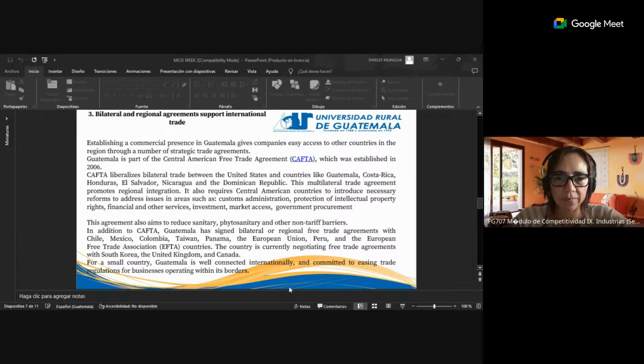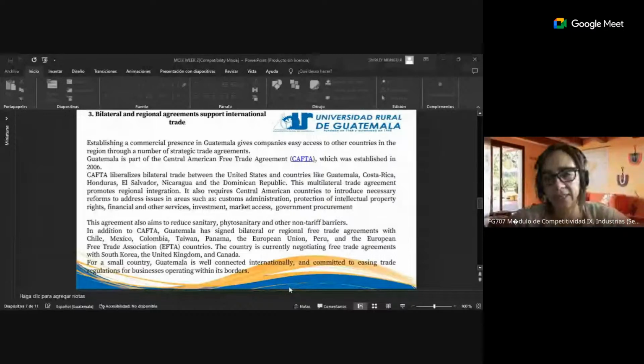It also requires Central American countries to introduce necessary reforms to address issues in areas such as customs administration, protection of intellectual property, financial and other services, investment, market access, government procurement. So this one is important that Guatemala be part of all these international agreements. This agreement also aims to reduce sanitary and other barriers. So it's really, really important for Guatemala.